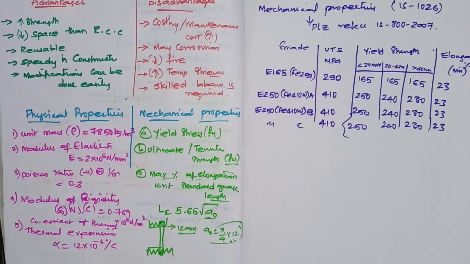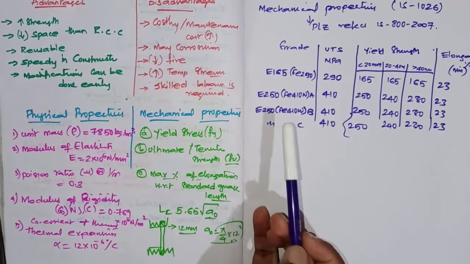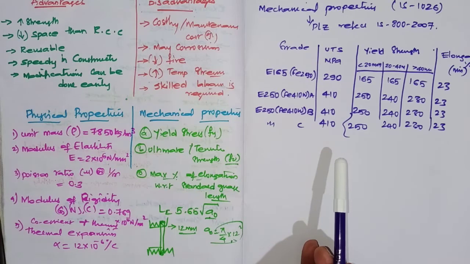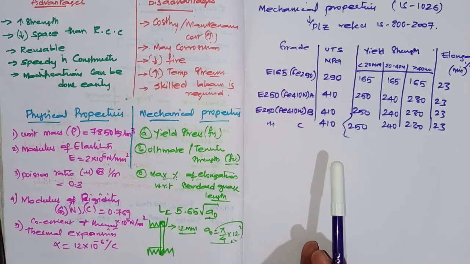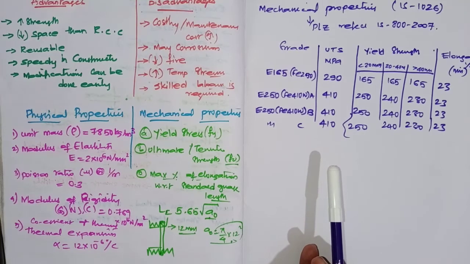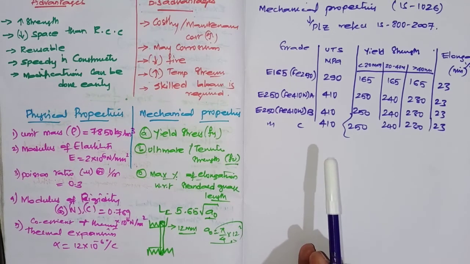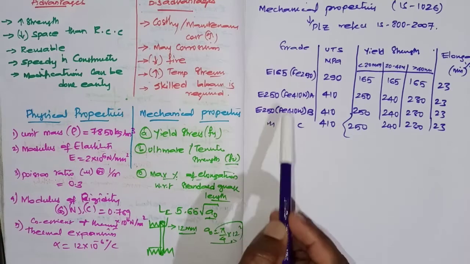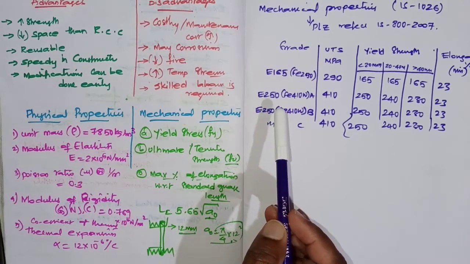So coming to here, you can check the code. Please, I may be wrong sometimes. Because these are the codal values, they should be standardized. They are standard values. Even if you are checking my video, please rectify from the code book once again. It's my suggestion. Coming to here, this is a type of steel, standard structural steel.